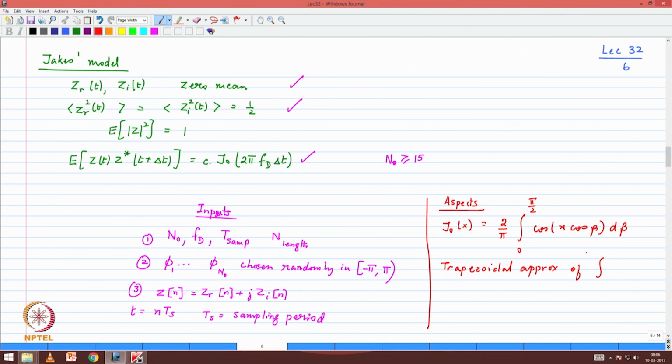And that is what we have used to show that the autocorrelation R_ZZ of t plus delta t for the waveform that we have generated is approximately some constant times J0 of 2 pi f_d delta t. It satisfies the time correlation that we are looking for. So, that is a summary of the Jakes model.